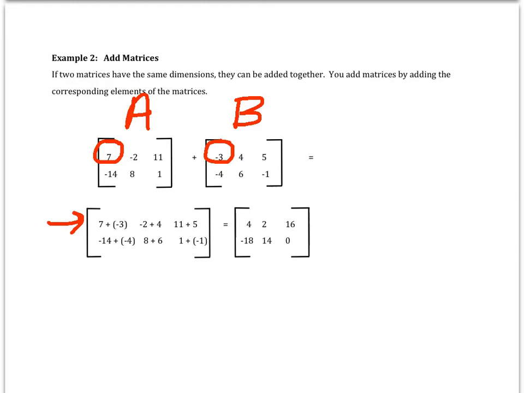So 7 plus -3 is 4, and we'll put it in the corresponding place in the answer matrix. -2 plus 4 is 2, 11 plus 5 is 16, -14 plus -4 is -18, 8 plus 6 is 14, and 1 plus -1 is 0. So this is our answer matrix.